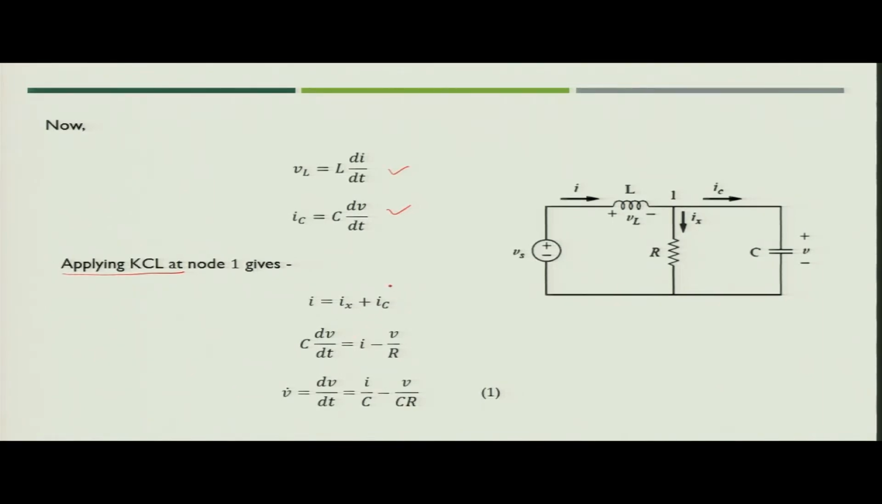So, what we are doing? We are rearranging this equation. We are taking Ic, that is C dV by dt, on the left. So, what we get on the right is I minus Ix, which is minus V by R. If you divide by C, you will get dV by dt is equal to I by C minus V by CR. What is dV by dt? dV by dt is nothing but V dot. So, this is the first equation we have got while applying KCL at node 1.